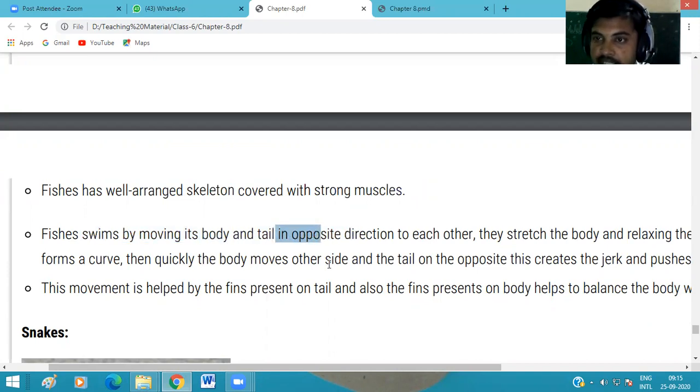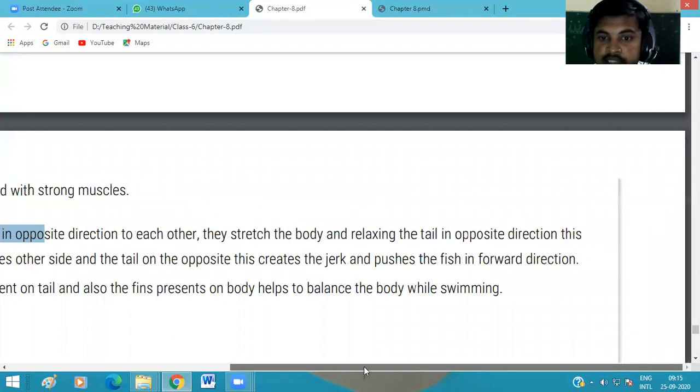Body and tail move in opposite directions. The fish stretches its body and relaxes the tail, stretching its body and relaxing the tail in the opposite direction.